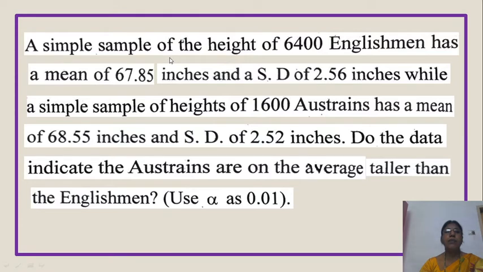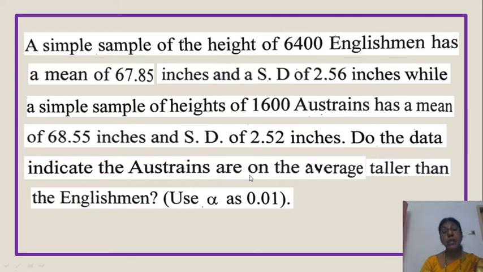See the next problem. A sample of the heights of 6400 Englishmen has a mean of 67.85 inches and SD of 2.56 inches, while a sample of heights of 1600 Austrians has a mean of 68.55 inches and SD of 2.52 inches. Do the data indicate the Austrians are on the average taller than the Englishmen? Use alpha as 0.01.